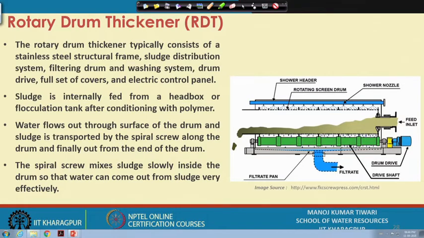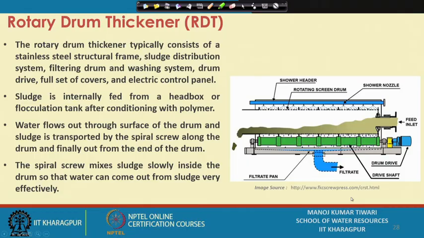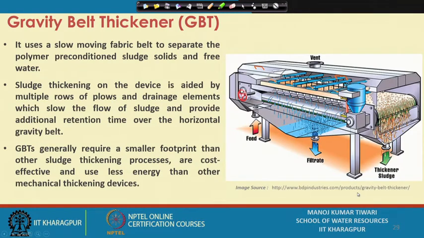So, in this structure the sludge will be fed in here and it keeps on rotating. The water in the sludge will be falling in here, and the filtrate will be collected separately, and the sludge, which keeps on getting dried, is collected on the other end. There are spiral screws which mix the sludge slowly inside this drum so that the water can come out from the sludge very effectively. So, this is one of the mechanical units which are used for sludge thickening.